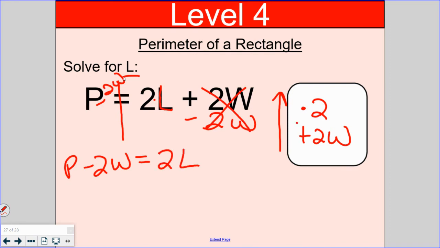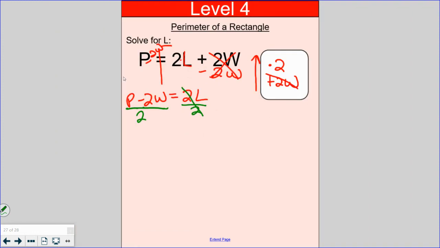Well, we completed that chore. Now we need to do the opposite of times 2, which is divide by 2. We're going to divide everything by 2. Remember, we can write it as separate, like this, or we can even write this all the way like that. Both ways work, and we can show both ways. If we divide by 2 and divide by 2, 2 divided by 2 is equal to 1, so we have our L. And here we can just write our answer like this, p minus 2w over 2.